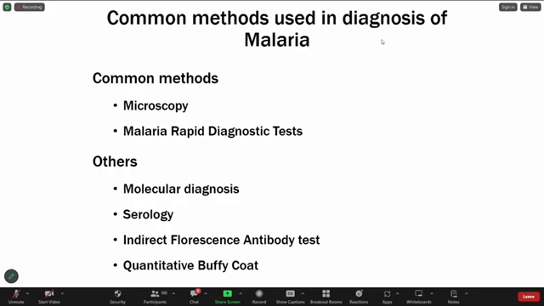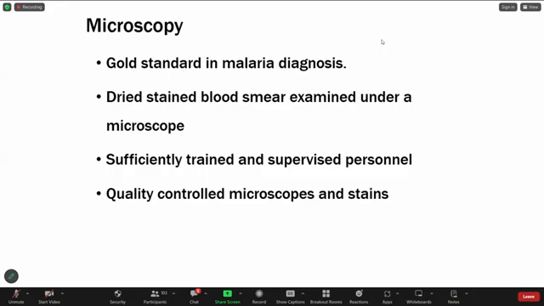Okay, let us start with the common methods. The 2 common methods for the diagnosis of malaria are microscopy, which is the gold standard, and also malaria rapid diagnostic tests. However, there are other tests like molecular diagnosis, serology, indirect fluorescent antibody assays, and the quantitative buffy coat. But for today, we are going to dwell mainly on microscopy and the RDTs.